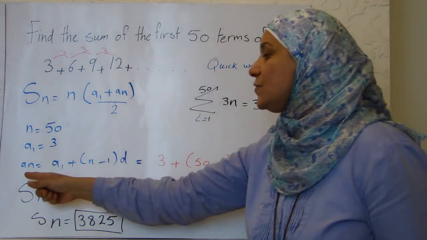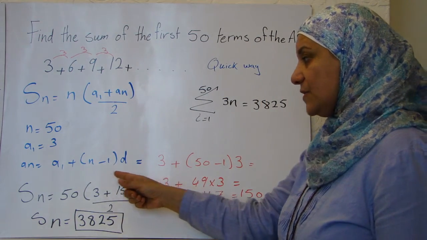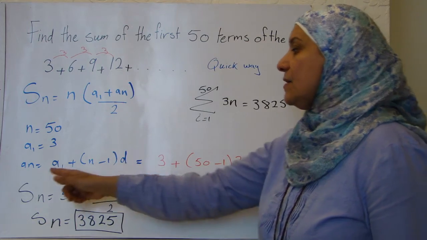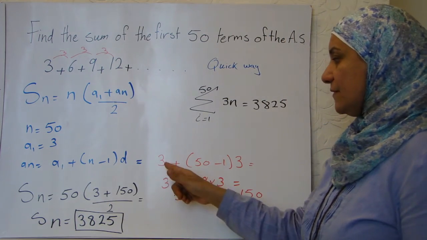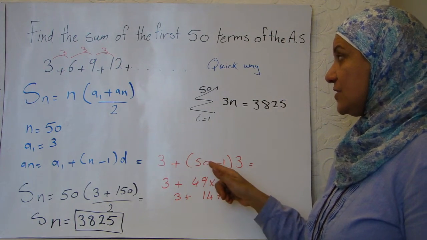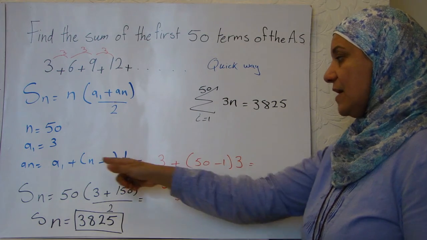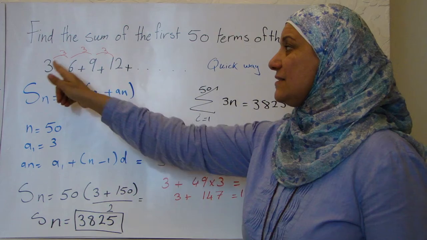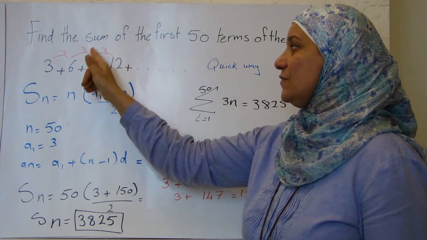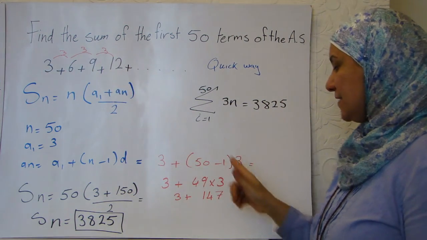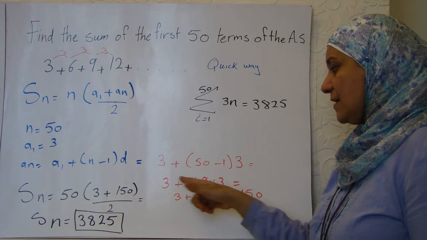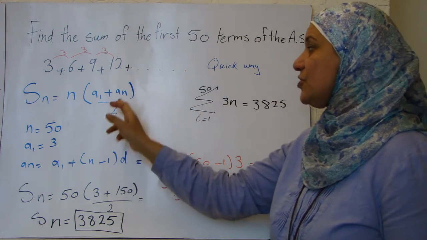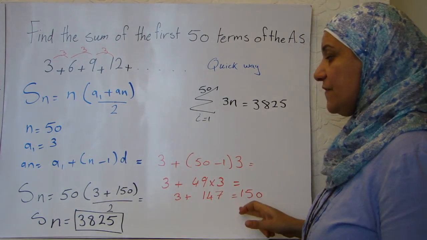I'm going to substitute in the rule of the arithmetic sequence, an equals a1 plus n minus 1 times d. By doing that, I'm going to get 3 plus 50, the number of terms, minus 1, multiplied by d. How did I get the d? 6 to 3, 9 to 6, 12 to 9. Each one of them has a difference of 3. So when I do that and add them together, I get 150. So my last term, an, becomes 150.